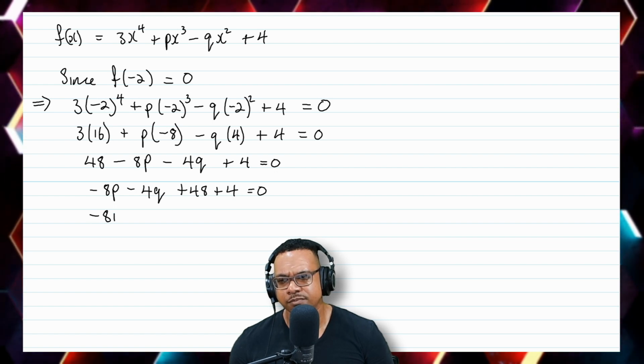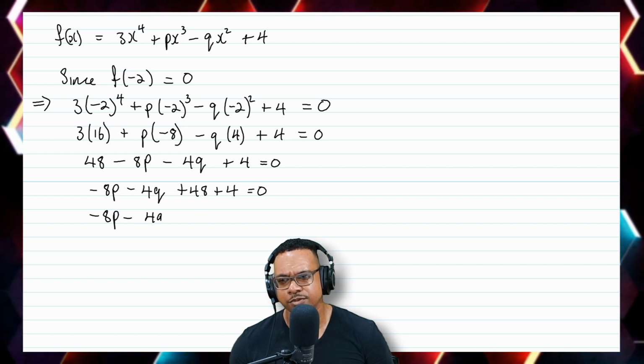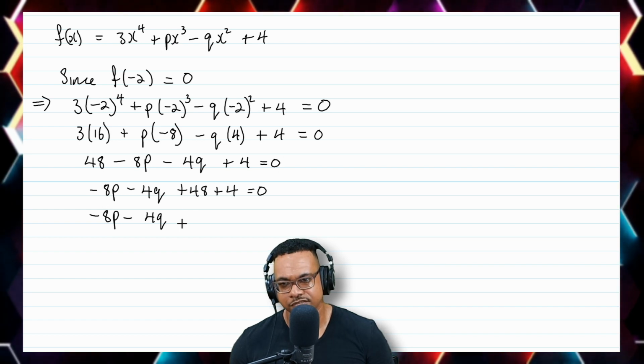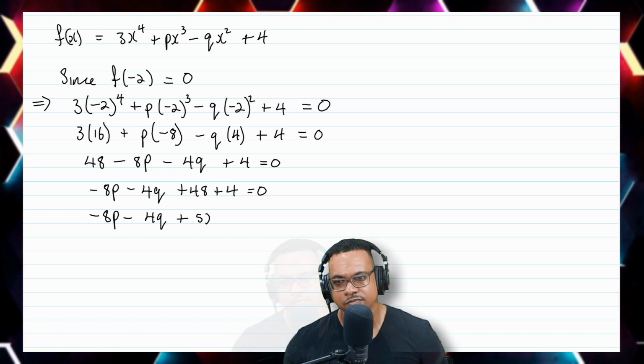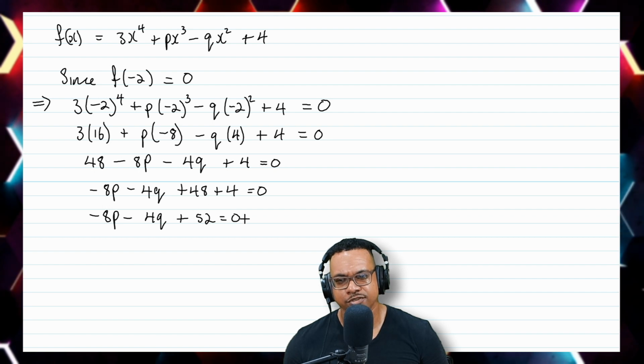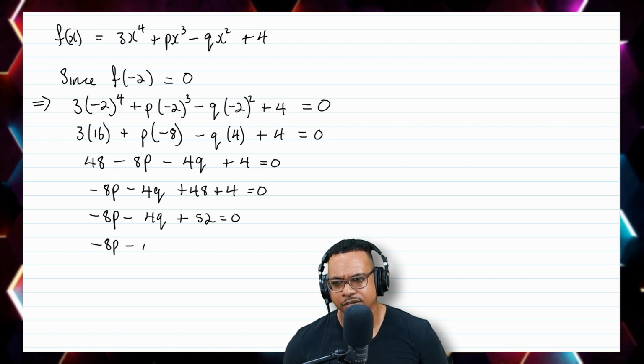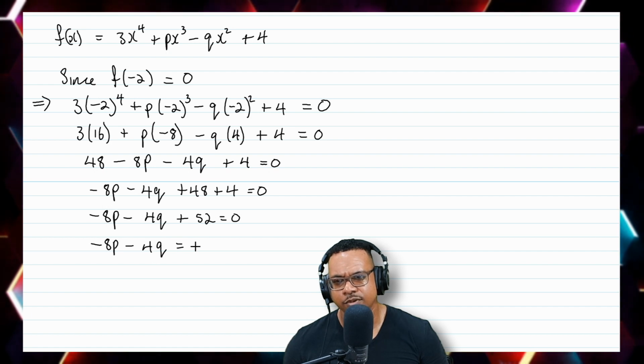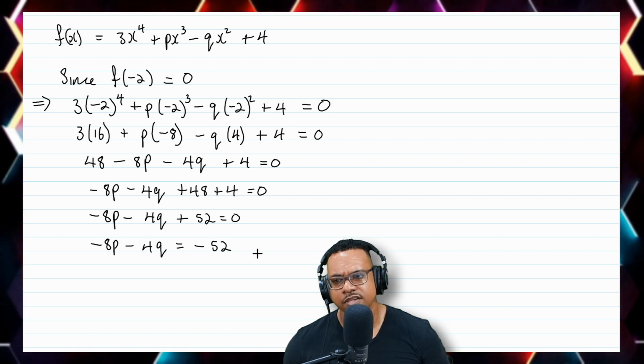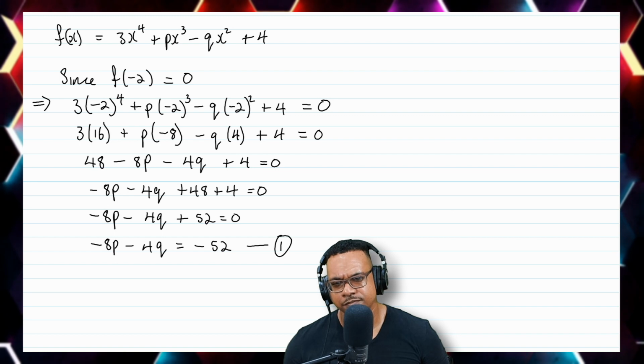So we have negative 8p, take away 4 times q. This will give you a positive 52, equal to 0, carry across the positive 52. So we have negative 8p, take away 4 times q, is equal to negative 52. And this will be our first equation.